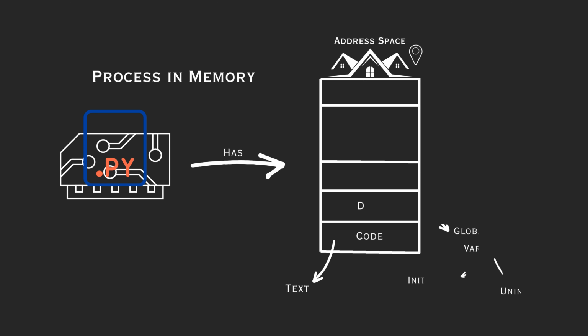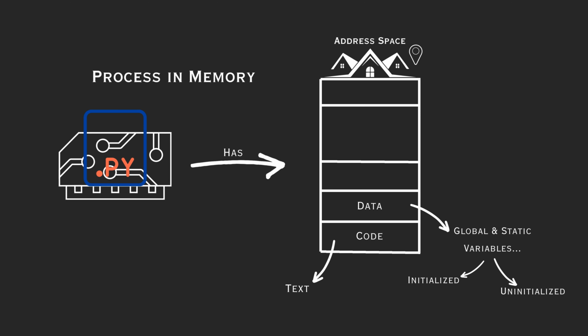Now, next, we have something called the data section. This section contains global and static variables. Global variables are the ones that are used throughout your whole program. They stay there until the end of your program. They're accessible by different functions of your program. And static variables, no matter if they're in your function or initialized outside of your function in a global state, all reside in the data section.